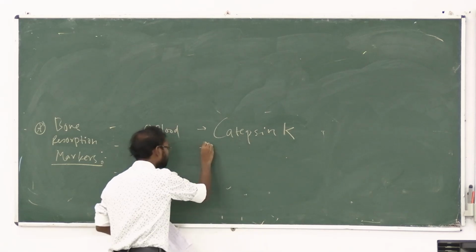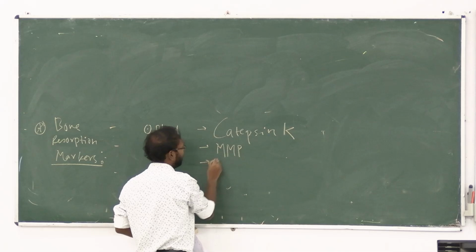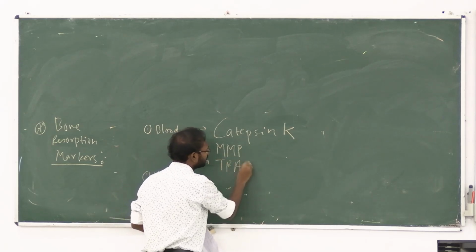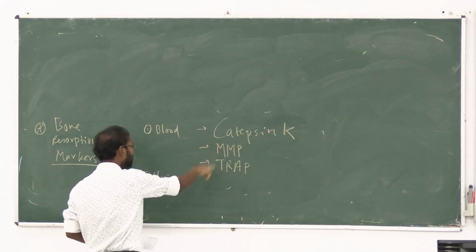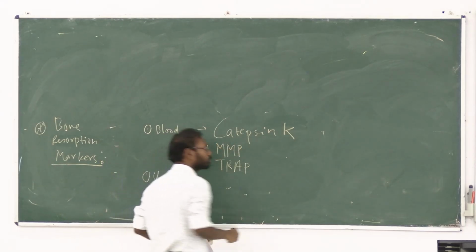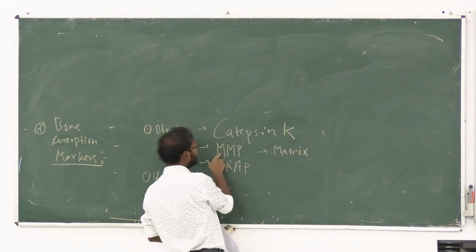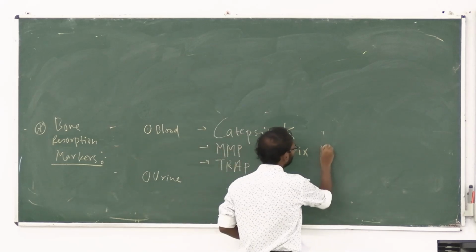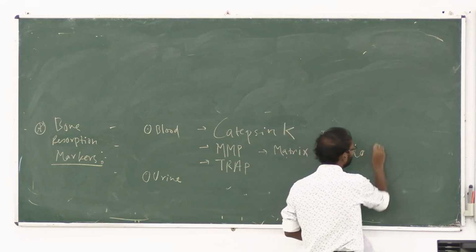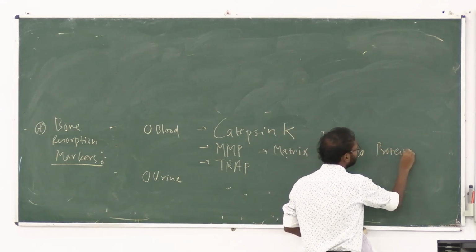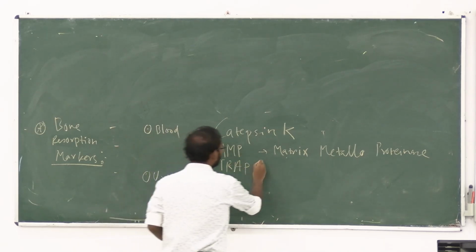Cathepsin K, MMP and TRAP. Cathepsin K, full form no, this is the name. MMP is matrix metalloproteinase. Okay, and proteinase, do you know the spelling? Write it down. Proteinase. Okay, the name is very hard to remember. Try to mark it up.